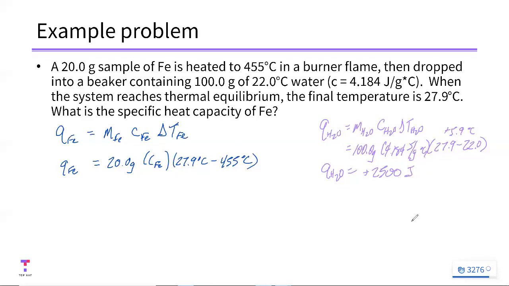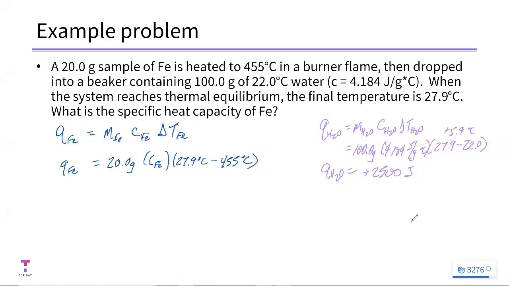Okay. The water gained all of this energy. Where did it come from? The only place it could have come from, the iron. So here's your first law of thermodynamics right in your face. If this water gained a whole bunch of energy, it had to come from somewhere. Where did it come from? Must have come from the iron.